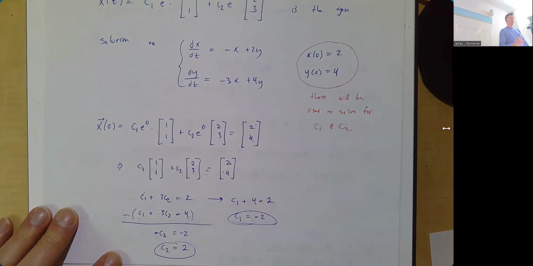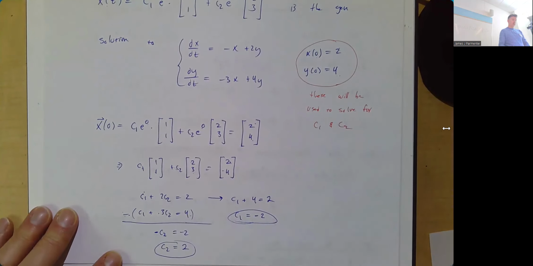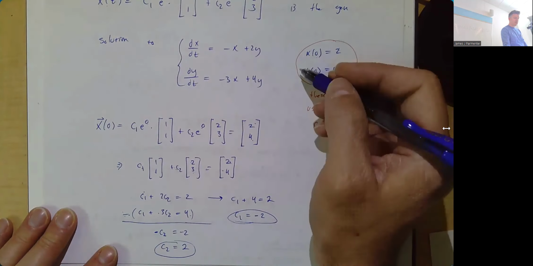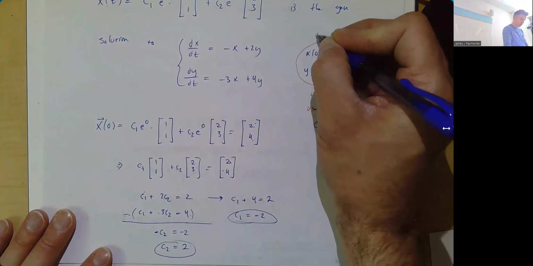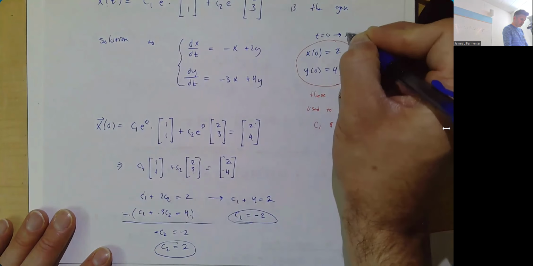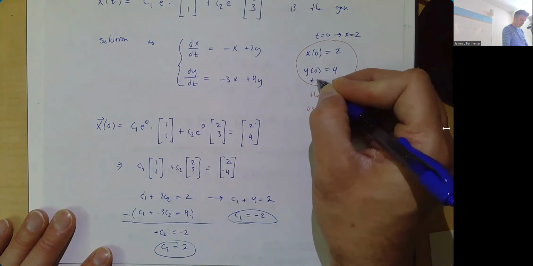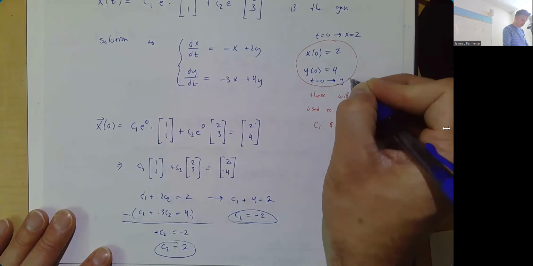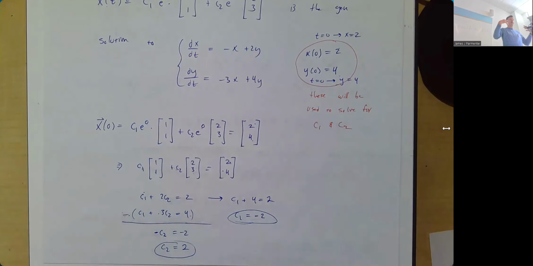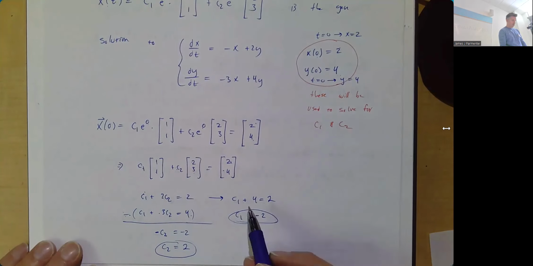C is not given. We're finding C. T, right, so this information is saying that when t equals 0, x equals 2, and when t equals 0, y equals 4. Right? We're plugging in a value for t and getting out a value for x or y. We use these equations to solve for the constants c1 and c2.